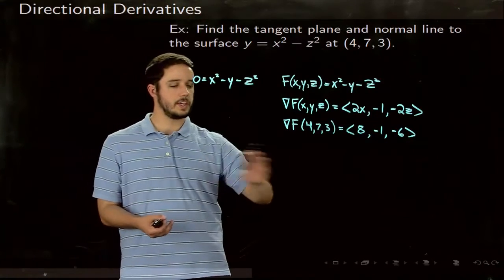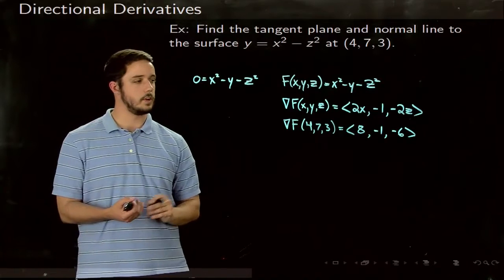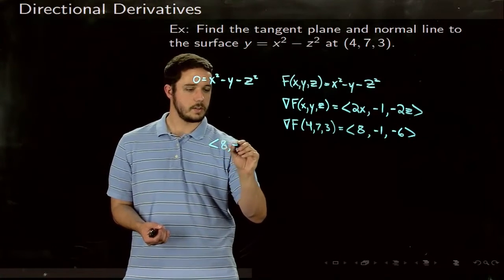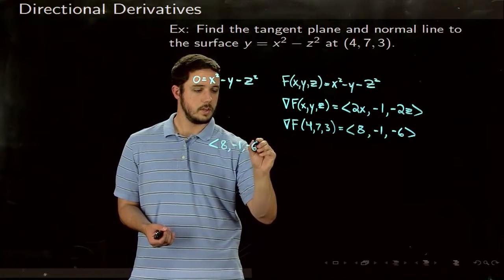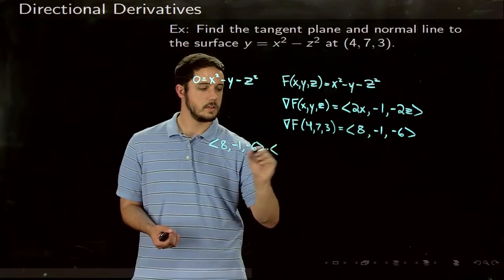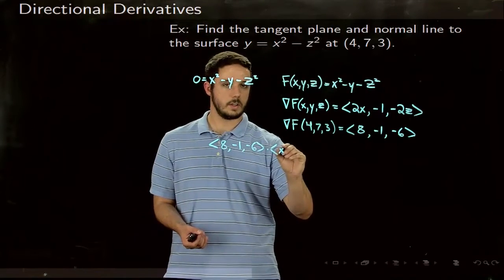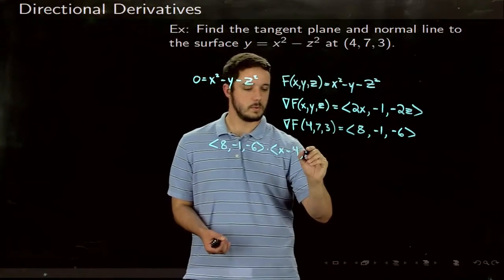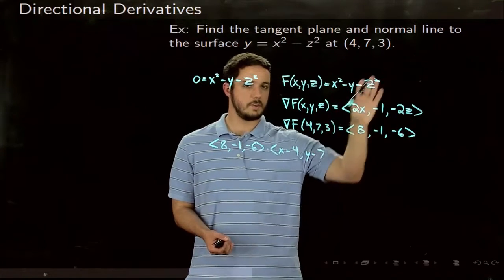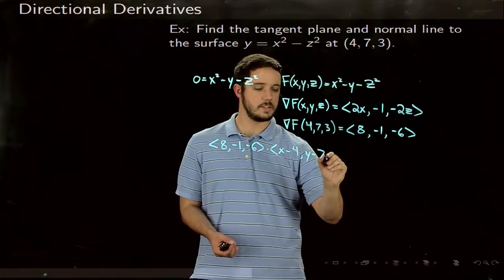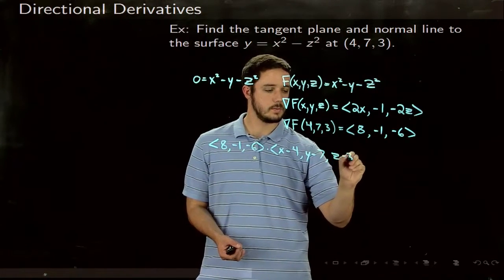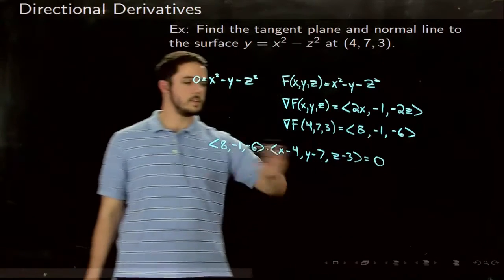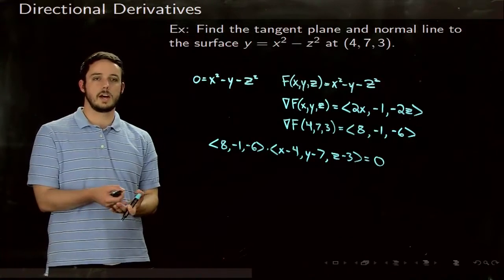Therefore, we can get the tangent plane very easily. We just take this normal vector, and we take the dot product with the following vector, x minus 4, where the 4 comes from this 4, and we do y minus 7, because the initial y is 7, and then z minus 3. So this has to equal 0. And so this will give us an equation for the tangent plane.